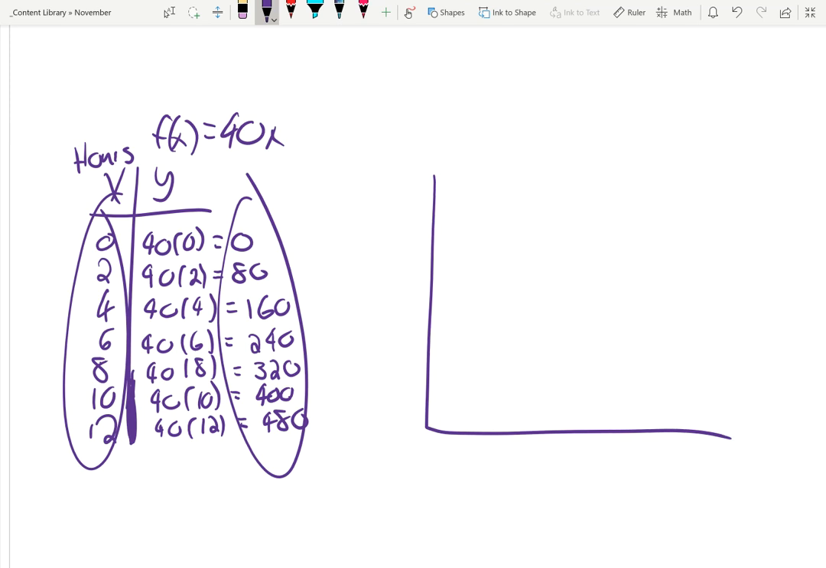So I'm going to use the number line. I'm going to go from 0 to 12. So I'm going to just go 2, 4, 6, 8, 10, 12. And let's have this axis go by 80. 80, 160, 240, 320, 400, and 480. All right, so 0, 0, of course. 4, 160, 6, 240, 8, 320, 10, 400, 12, 480.